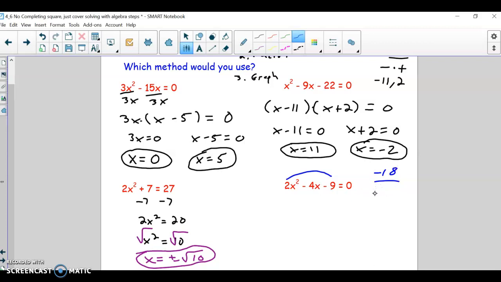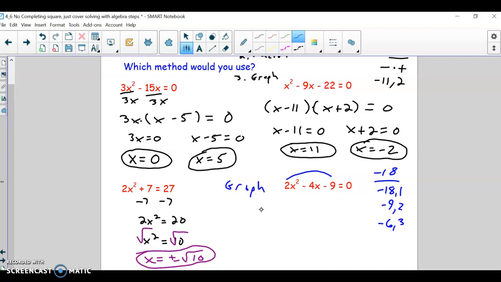And B, I don't even know if it will factor. In fact, I don't think this one will. If I have 18 and 1, that doesn't work, and 9 and 2 doesn't work, and 6 and 3 doesn't work. Right, so factoring basically is not going to work here. There's no way to get it to add up to negative 4. Okay, so this one would be a great one to do with our graph method.